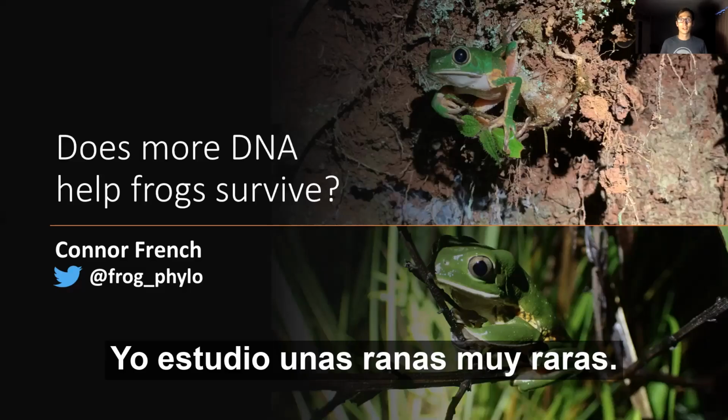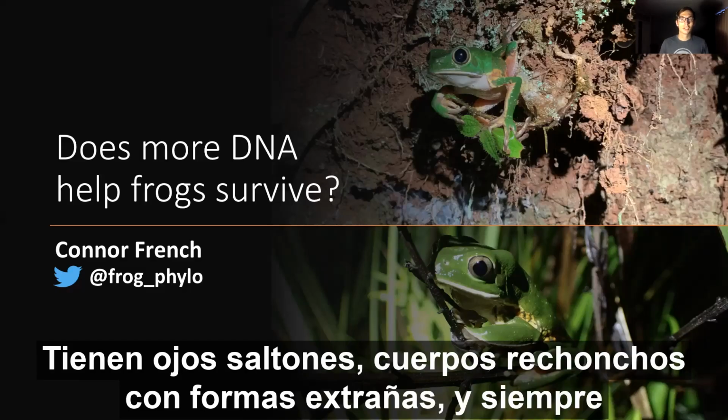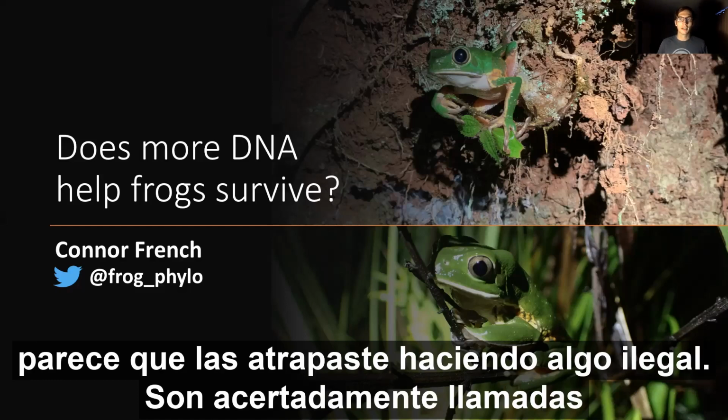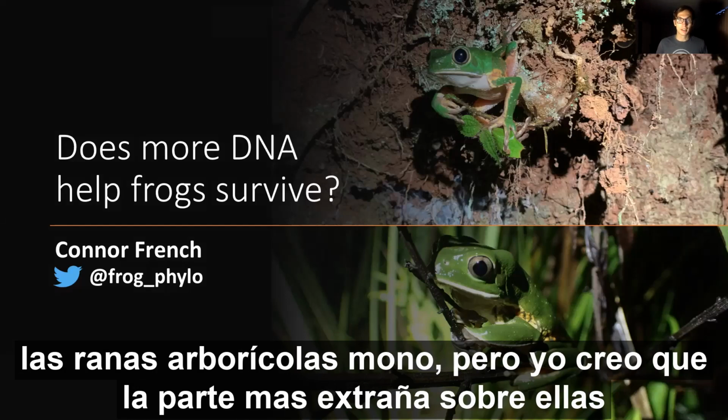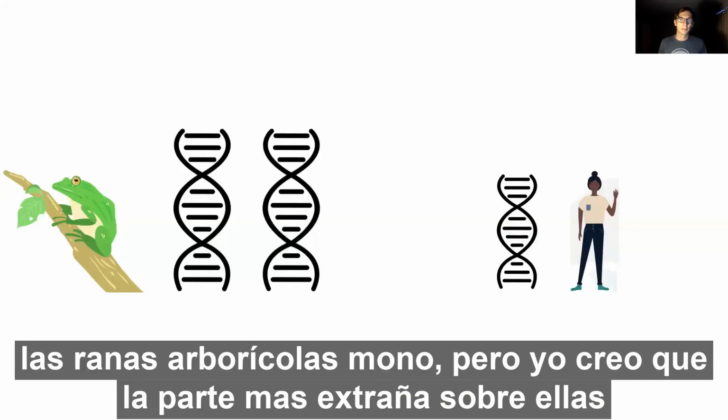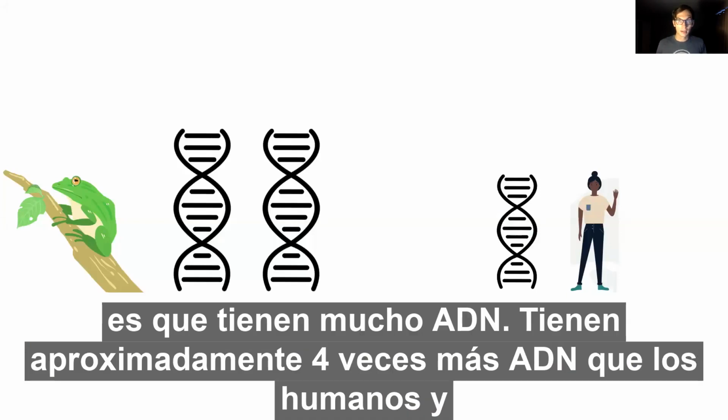I study some weird frogs. They have big, bulging eyes, plump, oddly shaped bodies, and they always look like you caught them doing something illegal. They are aptly named monkey tree frogs. But I think the weirdest part about them is that they have a lot of DNA.